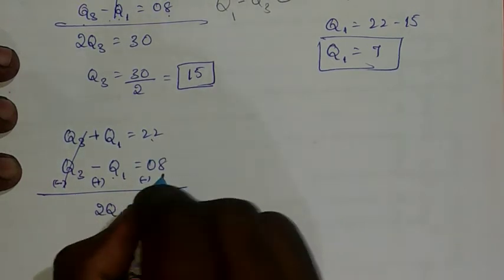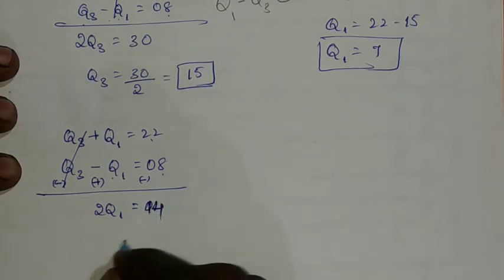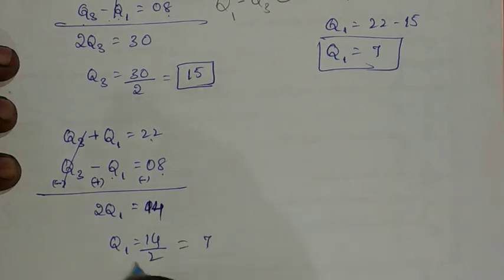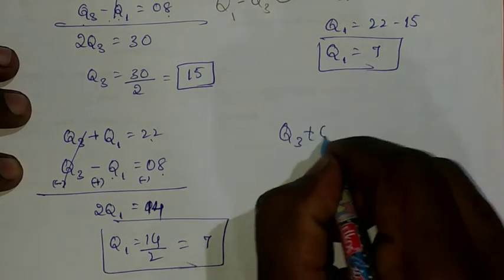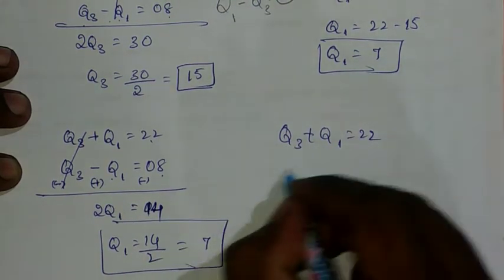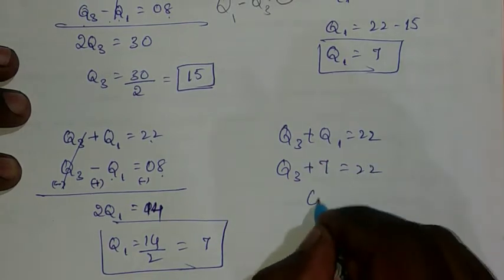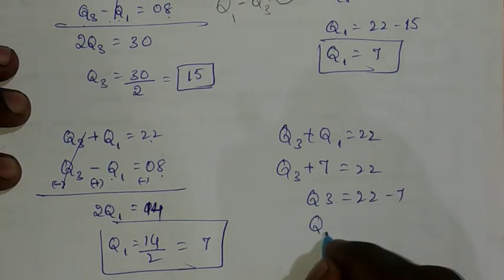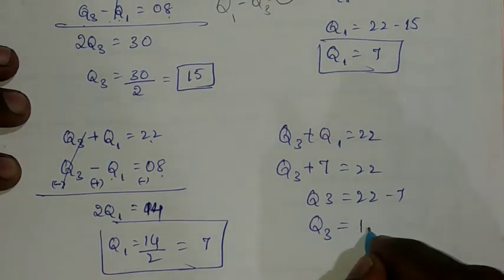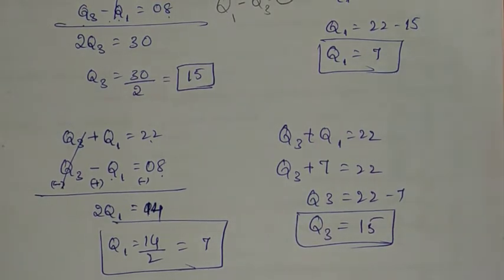So 22 minus 8 becomes 14. So Q1 equals 14 divided by 2, so Q1 equals 7. Use the same thing: Q3 plus Q1 equals 22. So Q3 plus 7 equals 22, Q3 equals 22 minus 7. So Q3 equals 15. In both the methods you get the same answer.